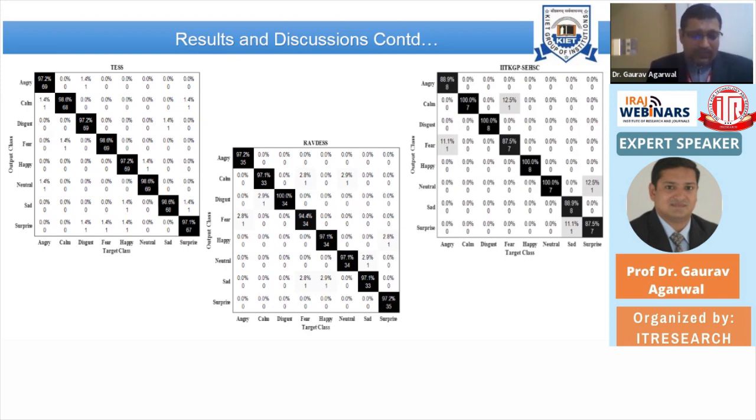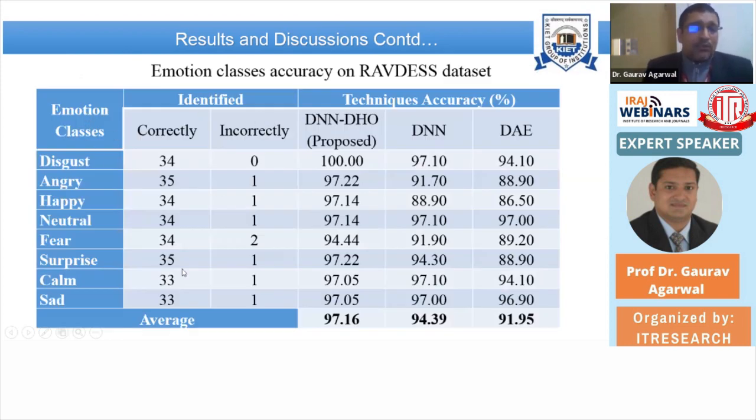If I say the diagonal elements represent the true positive values, it shows the accuracy of the proposed model in terms of percentage. These are the emotion classes for which the complete model has been tested and trained. We have correctly identified 34 and incorrectly identified 0 for this emotion category. The technique which we have applied, DNN DHO, gives an accuracy of 100%. When I applied the deep neural network, the accuracy is 97.1, and deep autoencoders give an accuracy of 94.1.